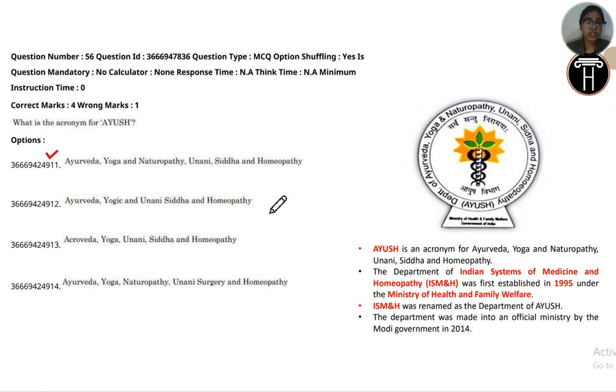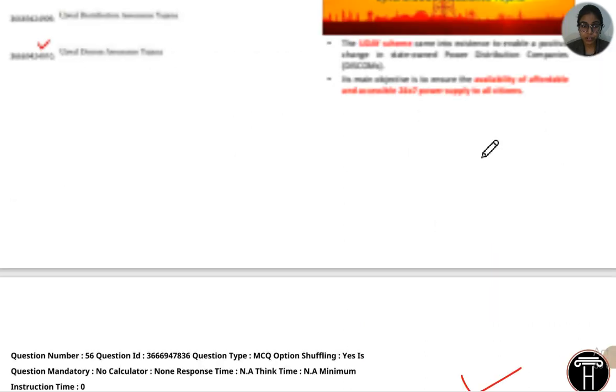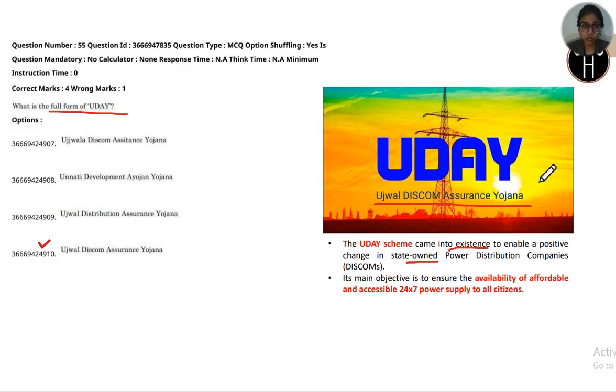Next one is, what is the acronym for AYUSH? The acronym for AYUSH is Ayurveda, Yoga and Naturopathy, Unani, Siddha and Homeopathy. As you can see, it is written over here. Please remember the logo of AYUSH. Same for UDAY also.